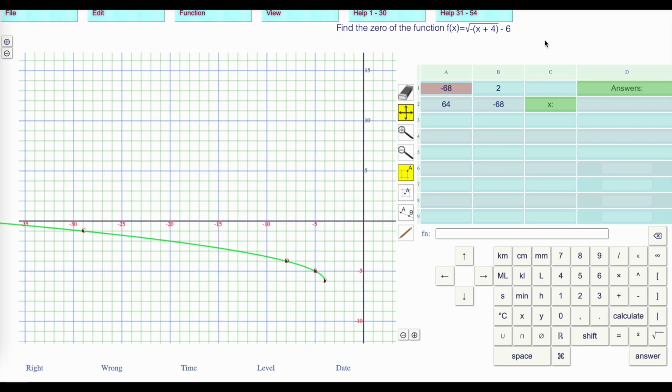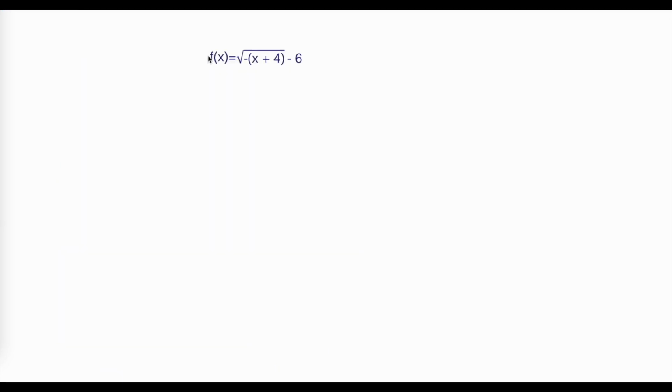We could also do this algebraically. We set the y value to 0 to find our zeros. I want to get rid of the negative 6, so I'm going to add 6 to both sides. That gives me 6 is equal to the square root of negative x plus 4. I want to get rid of the square root, so I'm going to do the opposite of square rooting.